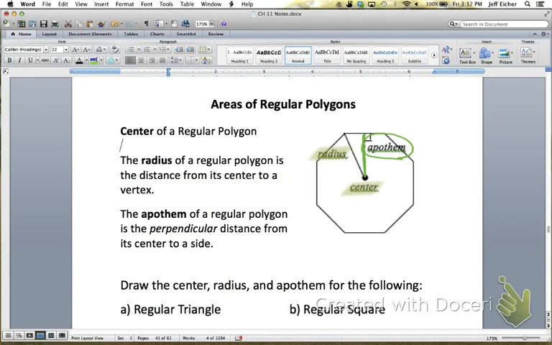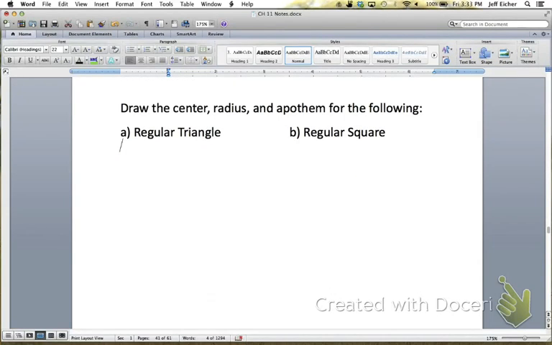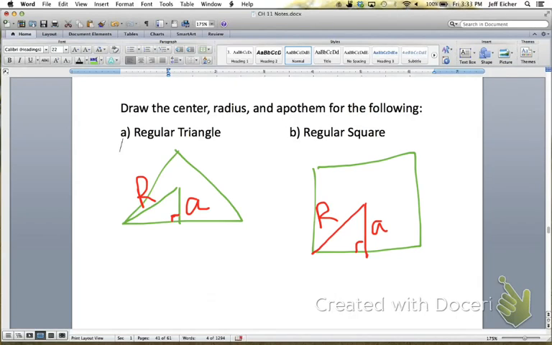You could try the next two. Draw a center, radius, and apothem for the following. Pause the video if you'd like to try to do that. The answer's coming up. And there are the answers. Sorry, that's not the prettiest thing, but it is a quick video tutorial, isn't it?